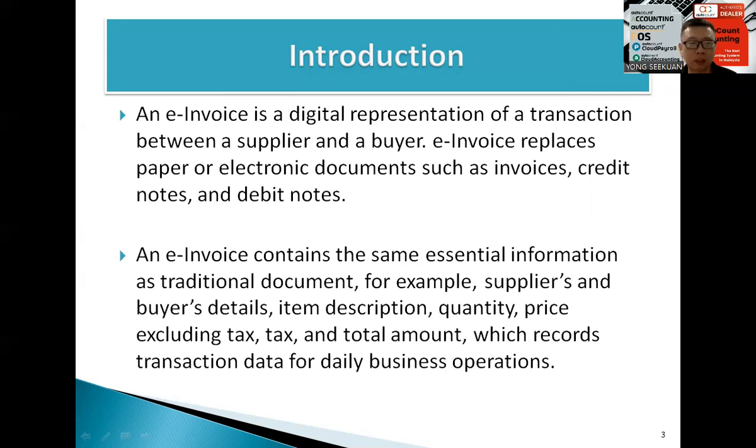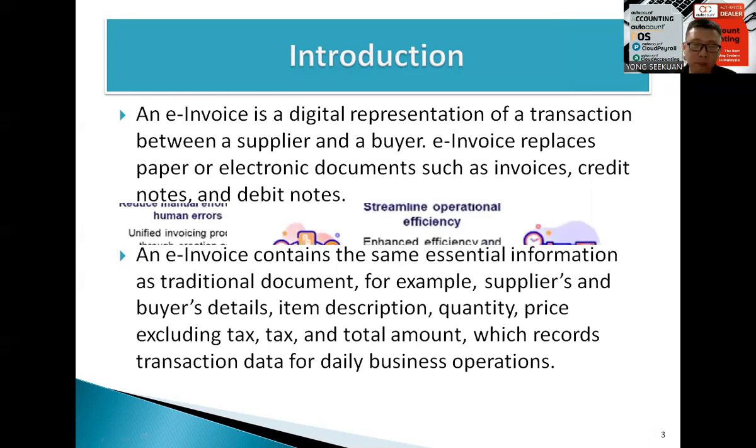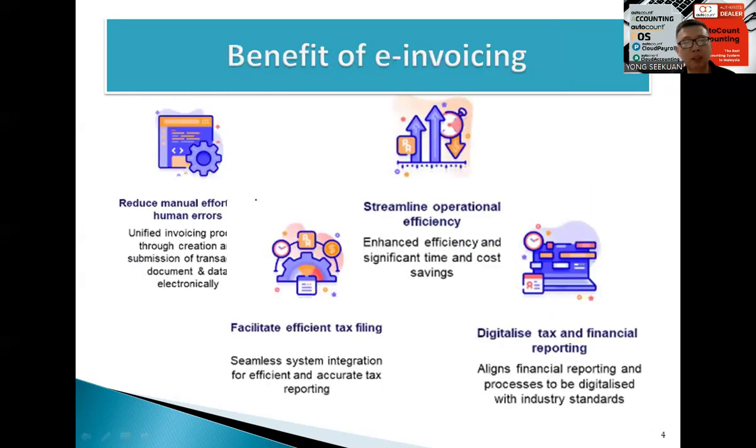Okay. So this is the invoice content. What is the information? Normally it is your supplier and buyer details, item description, quantity, price, or tax, any information related to your invoice. So what is the benefit of this e-invoicing? Basically, it is to reduce the manual effort and human mistakes, to digitalize your business. Basically, the government's intention is for you to submit this invoice to them for the tax filing.